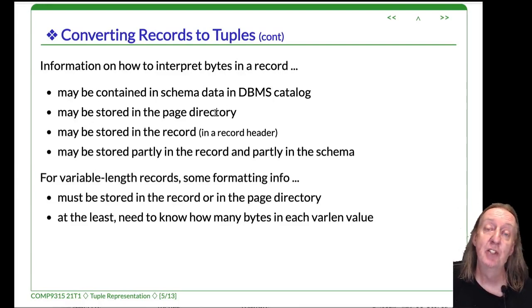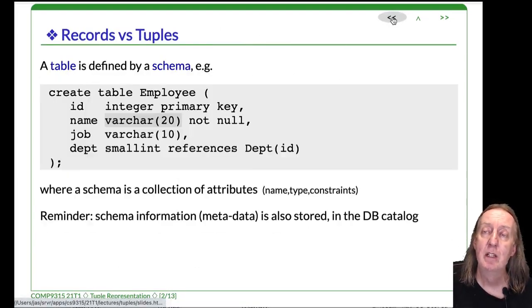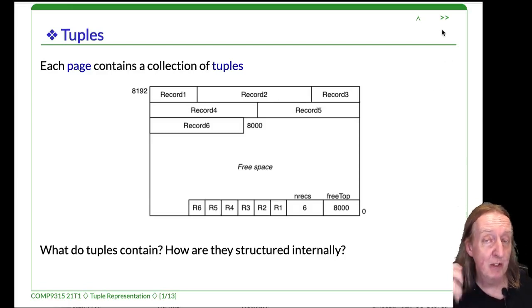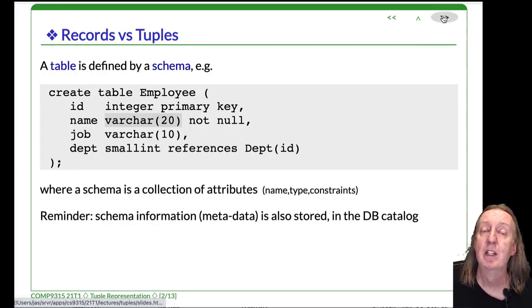Some of the information might be stored in the page directory. At the moment we're assuming that the page directory, if we go back to the first slide, simply consists of offsets. So we know that R1 is a tuple whose byte sequence starts there, R2 is a tuple whose byte sequence starts there, and so on. So at this stage all we've got is an offset.